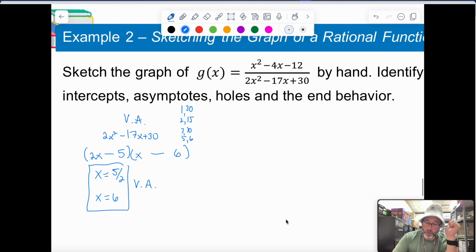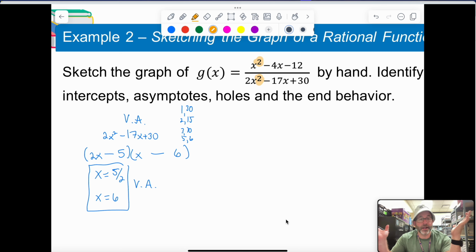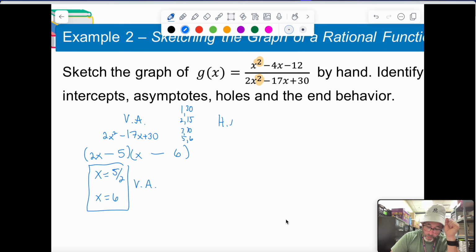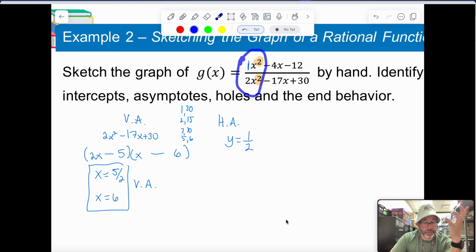Okay? We look at the degree on the top, and we look at the degree on the bottom, and aha, we don't have to do any long division or synthetic division. The degrees are exactly the same here. And what's going to happen is we're going to have a horizontal asymptote at y is equal to 1 over 2, because that's just taking the 1 and the 2 that we see right here and reducing it. It's just y is equal to 1 over 2.